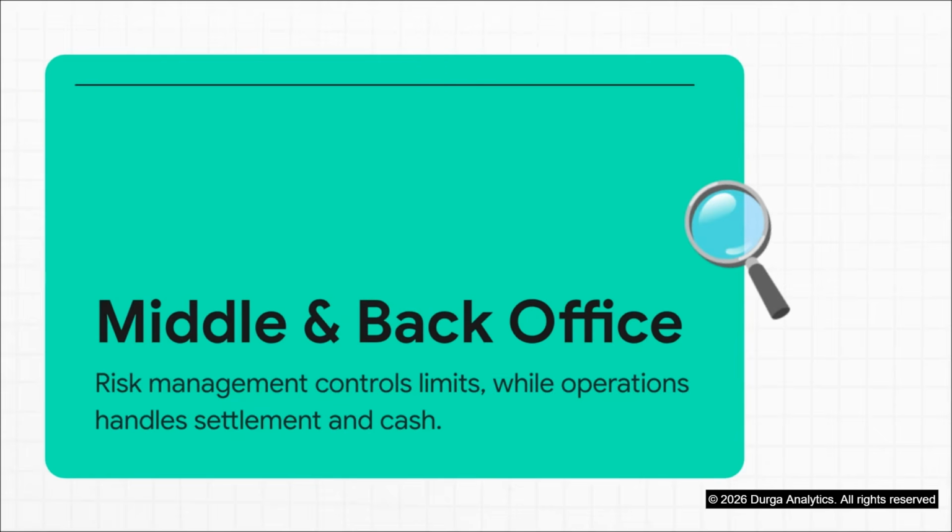They monitor the limits. Then there's the back office, which is operations. Operations make sure the physical and financial settlement actually happens. They schedule the gas or power delivery and settle the cash. They're the final execution layer, turning a paper trade into physical reality.